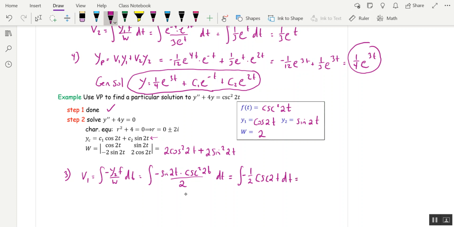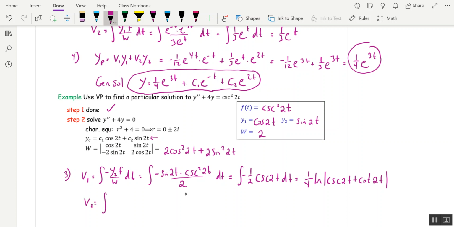The integral is negative natural log, so a negative negative gives me a positive, and I bring out a half, so 1/4 ln absolute value of cosecant 2t plus cotangent 2t. If you haven't used this formula in a while, you may have forgotten, and that's okay. And take the constant of integration to be 0.